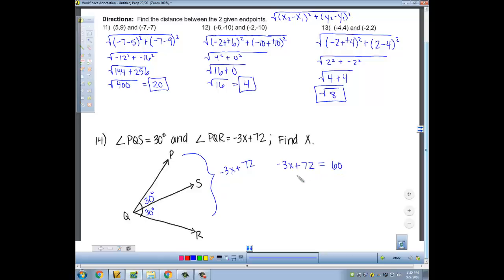And then you're just going to solve it. So subtract 72 to get negative 3x equals 60 minus 72 is negative 12. Then divide by negative 3 to get x equals 4. And just like with the first video, if he then wanted to know more information about that, you could plug it back in, but you should get 60 because we already know that this is going to equal 60.